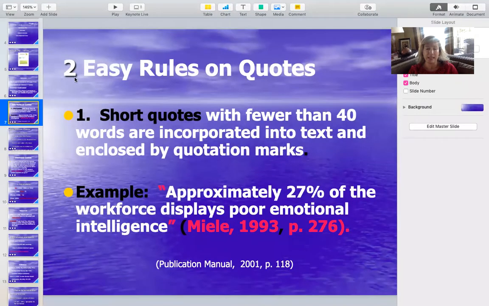And basically, a couple things I wanted to point out. If you have a short quote, which is what most of you should use, it's fewer than 40 words, then you just go ahead and put it in with quote marks in the citation. And here's an example of it. My expectation will be that you would introduce it. Mealy, in his article, blah, blah, blah, stated approximately 27% of the workforce displays poor emotional intelligence. Then you have the year, and in this case, the page number.